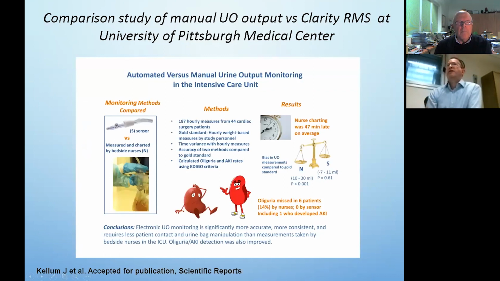In a comparison study of manual urine output versus the Renaissance system in the University of Pittsburgh, published by our colleague John Kellum, nurse charting was 47 minutes late on average compared to the report by the electronic urine output system. Furthermore, oliguria was missed in 40% of the patients by the nurses and none by the sensor system, including one patient who developed AKI.